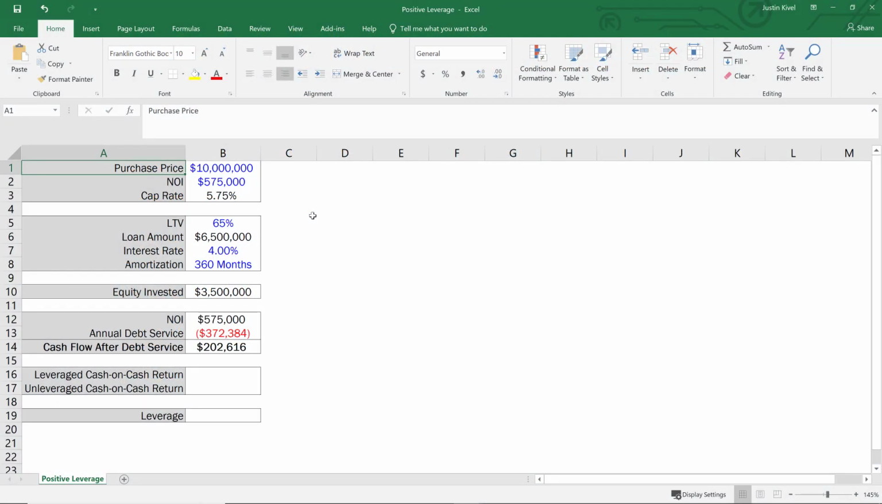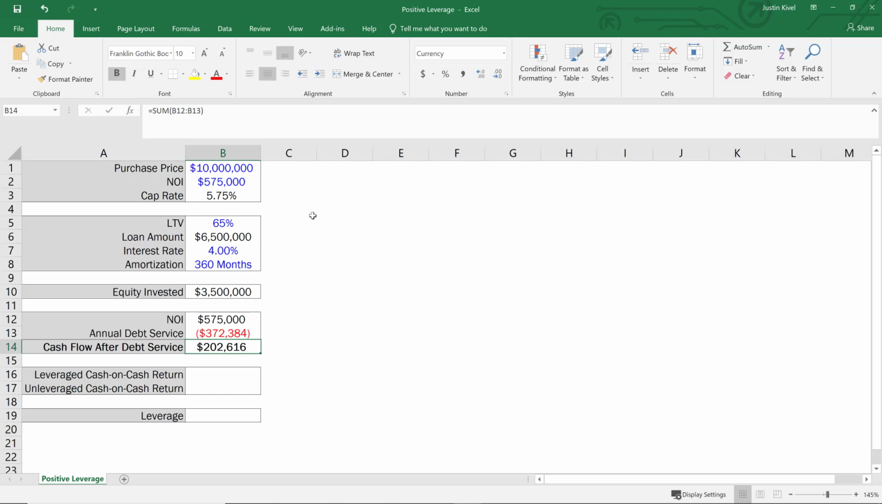All right, so now we're in Excel, and what I want to do is go over an example of what positive and negative leverage actually look like when you're doing a deal analysis. So what I've done here is I've put together a really basic sample deal. So we have a purchase price, a net operating income, a cap rate, and then we have our loan to value, loan amount, interest rate, amortization, and equity invested as a result of that. Then from that, we have our net operating income. We'll calculate our annual debt service, and then we have our cash flow after debt service.